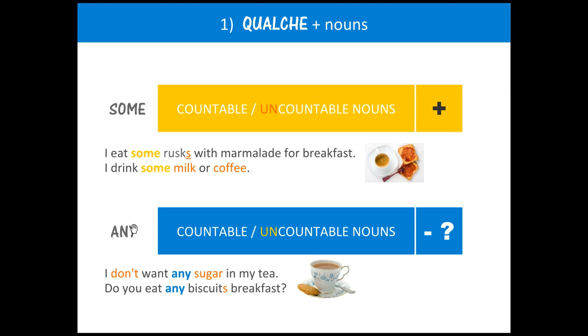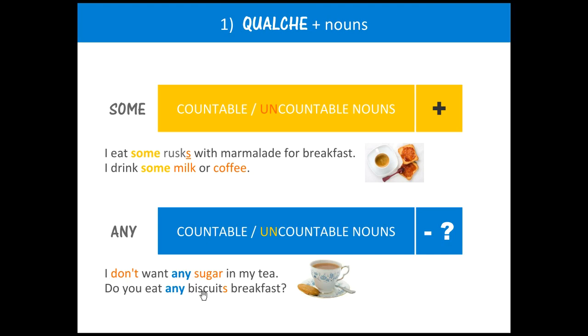Now, any, meaning qualche, is used both in negative sentences and in questions, okay? And it's okay with countable and uncountable nouns. Let's have a look at the example. I don't want any sugar in my tea. Non voglio dello zucchero nel mio tè. Sugar is uncountable. The sentence is negative. So you can't say, I don't want some sugar. I don't want any sugar.